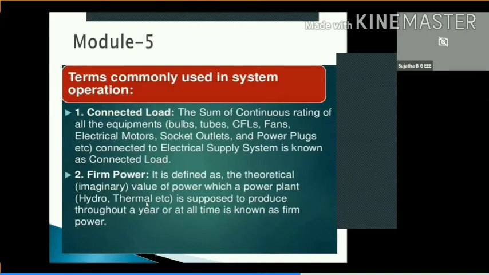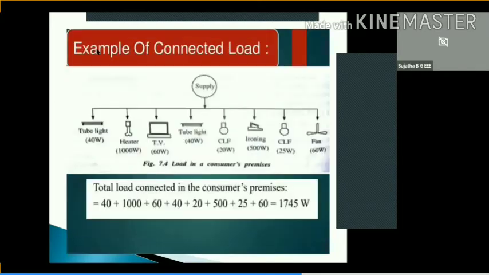So this much energy has to be produced. Based on the predicted load, we expect that some amount of power has to be generated. So this is known as firm power. Okay. So I have shown an example in the diagram.